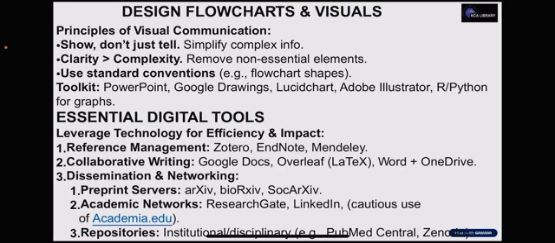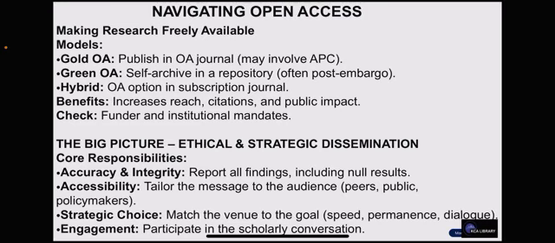For the academic networks, you just try to do some research. You can visit ResearchGate, you can visit LinkedIn. You can also look at academia.edu, but you have to be cautious about the use of Academia. And repositories could be institutional or disciplinary, e.g. PubMed Central and the like. So let's move on to navigating open access.